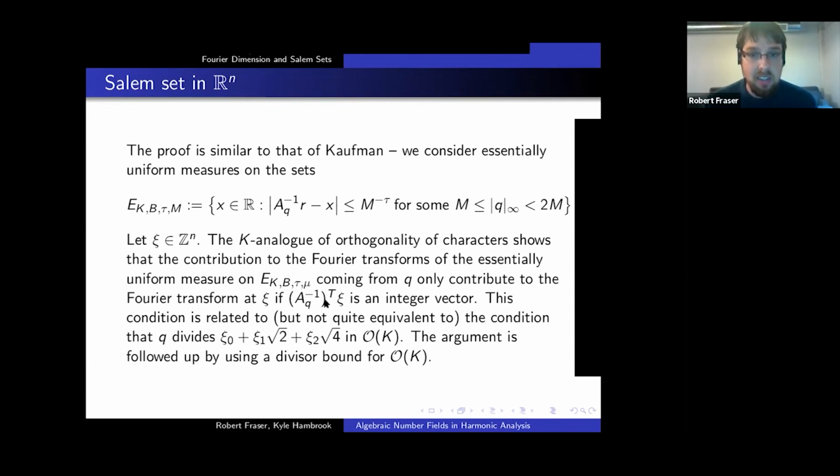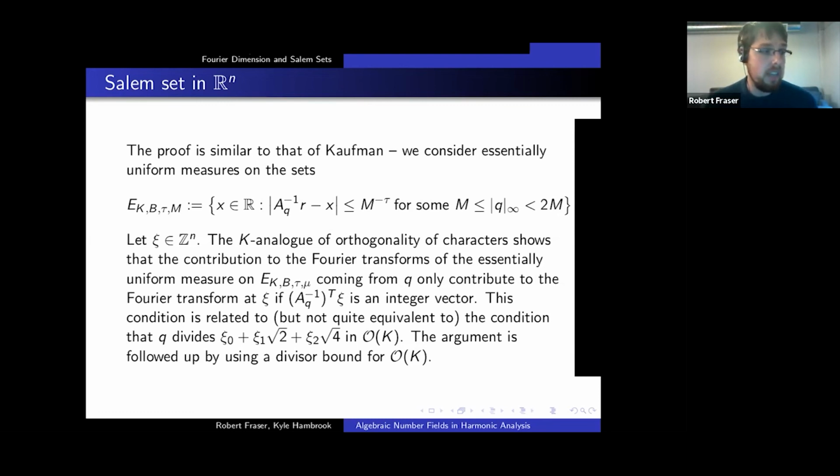Making sense of this transpose took a bit of work, but it essentially just amounts to a change of basis. So this condition that this product is an integer vector is related to, but not quite equivalent to, the condition that Q divides C in this ring of integers. And then from here, you use a divisor bound for the ring of integers of K, and that gives you the desired Fourier decay estimate on your measure.